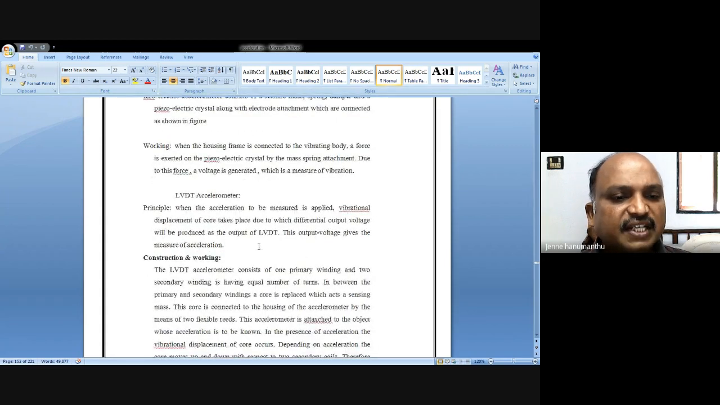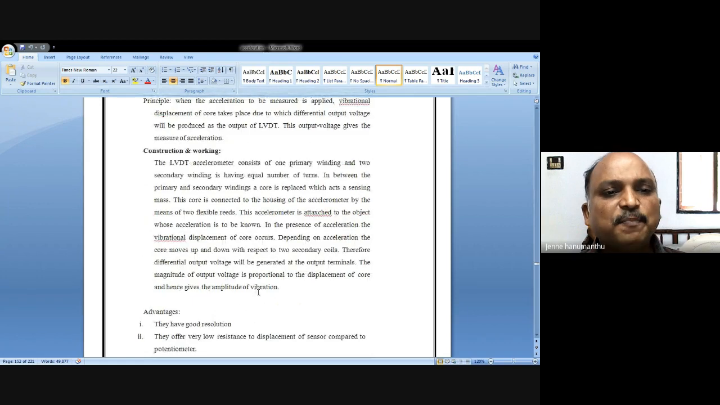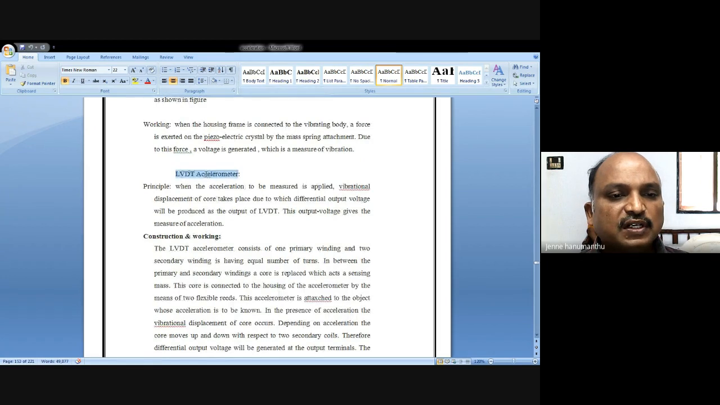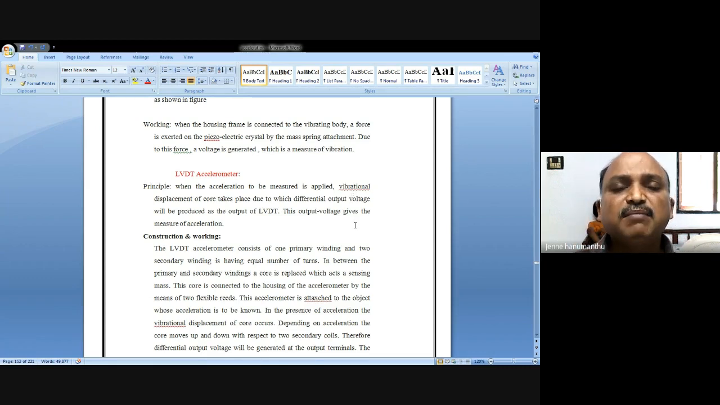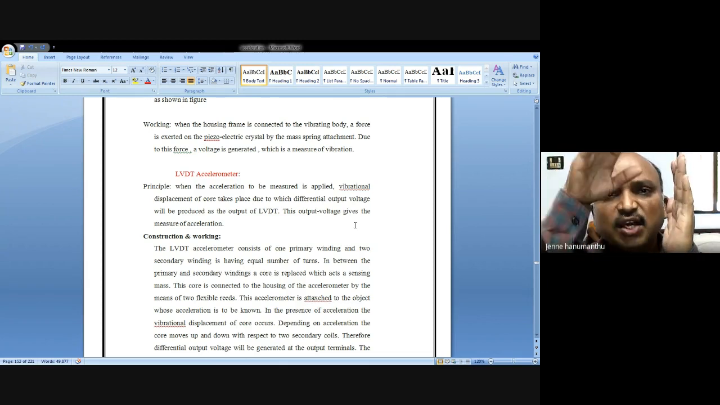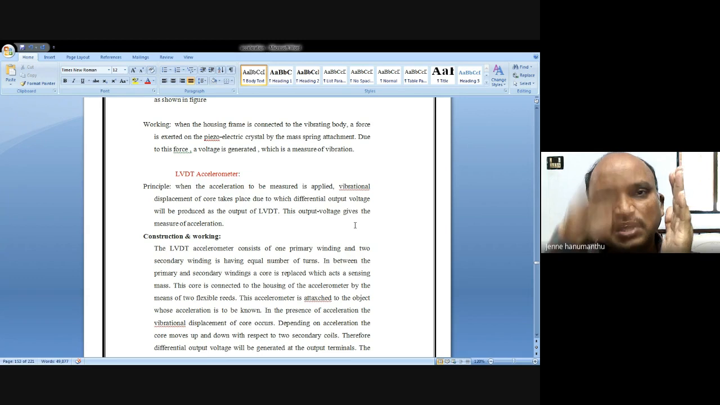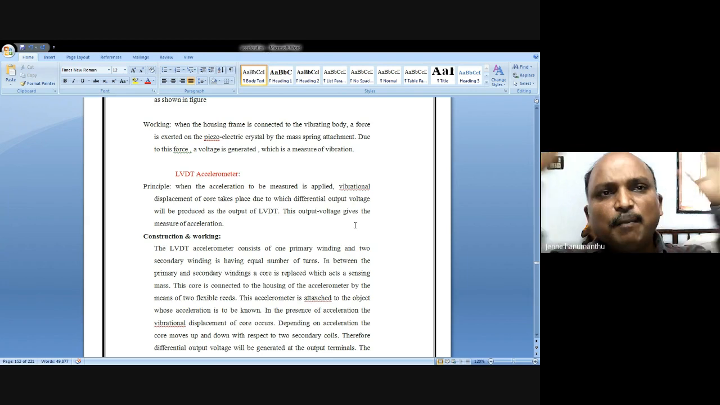And the LVDT type. So what is the reluctance type? The reluctance type is nothing but the LVDT type. The LVDT accelerometer is also called the reluctance type; the syllabus mentions reluctance type. So what is LVDT? Imagine once again the construction: there is one primary coil and two secondary coils. In between the primary and secondary coils, there is a soft iron core.